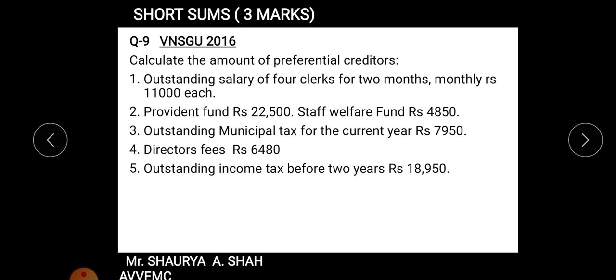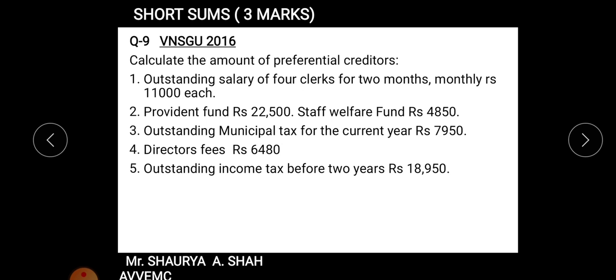Amongst that, the very first was outstanding salary of 4 clerks for 2 months, monthly rupees 11,000 each. Outstanding salary is for 4 clerks and it is for 2 months, and monthly is 11,000 each. So you need to calculate. We'll see the solution also. First we'll discuss it. Provident fund 22,500 will definitely come in preferential creditors. Staff welfare fund also will come in your preferential creditors.